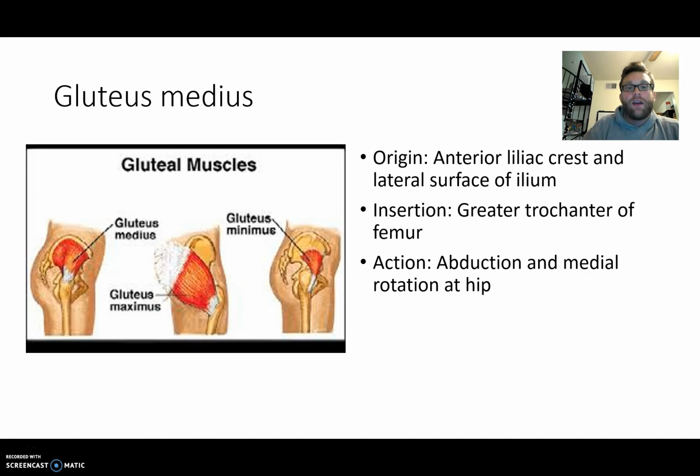Its main job. The next muscles we're going to talk about are your gluteal muscles, so your butt muscles. Okay, this is your butt. This is what you all are sitting on as you watch this video. That's what I'm sitting on right now as I describe the parts of it.